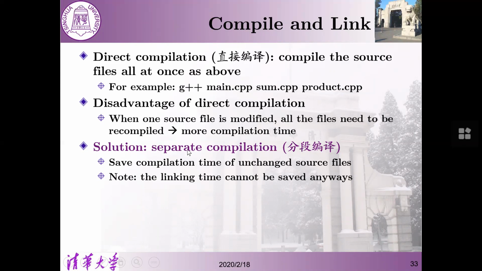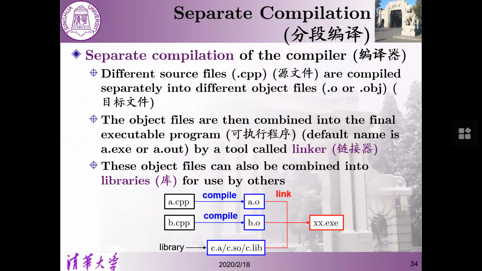So the solution is separate compilation. We need to save some compilation time. This way can save the compilation time of unchanged source files. We only need to compile the changed or modified source files. Okay, the linking time cannot be saved because we have to link. So this is separate compilation by the compiler. The different source files are compiled into different object files. They are separately compiled. We will learn about libraries later.